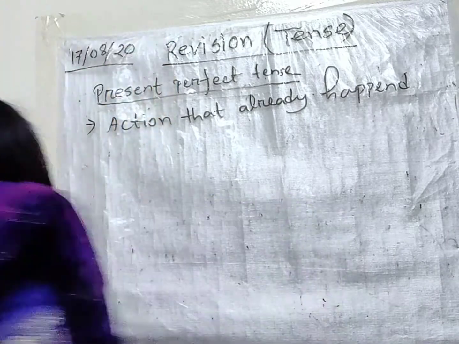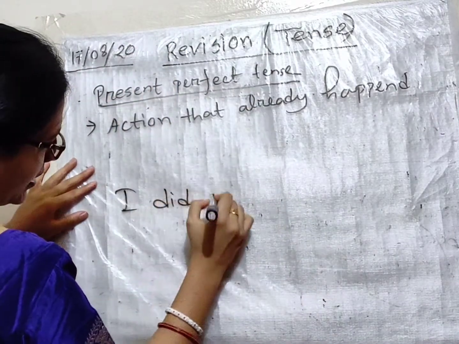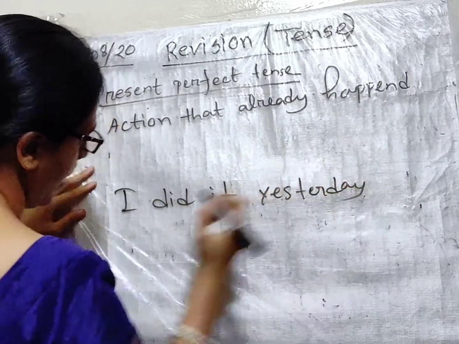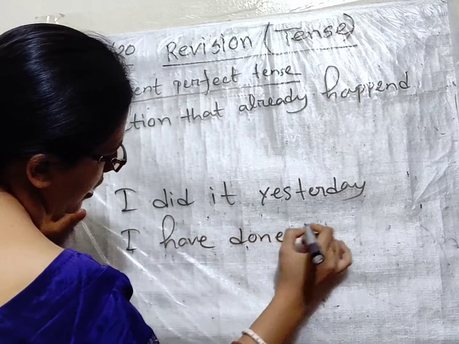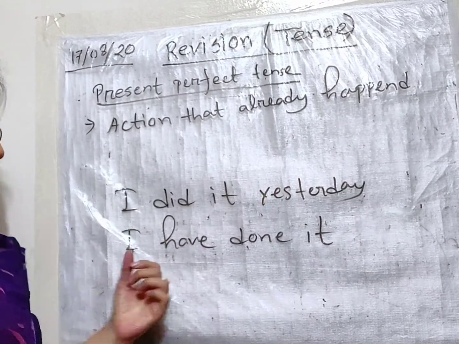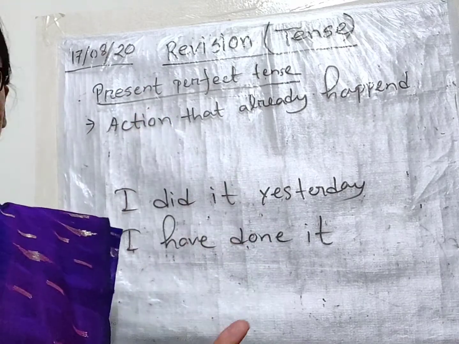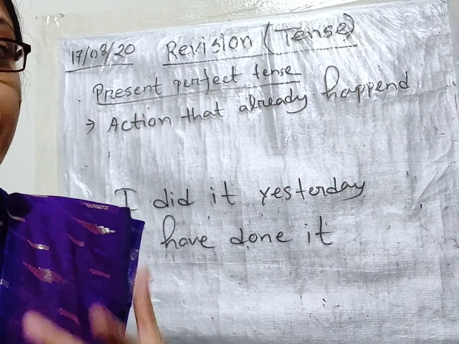For example, I did it yesterday, and I have done it. I have said that past tense expresses an action that has already been done with a specific time.